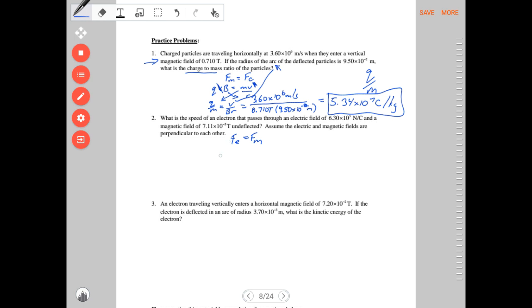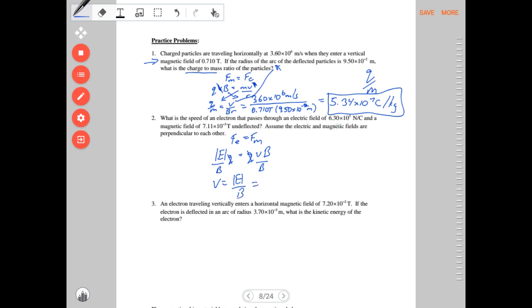Fe, remember, is the electric field times the charge. The Fm is Q times V times B. Oh look, there's a Q on each side, so it cancels off. And then we divide by the B, divide by the B. So our velocity is the electric field divided by the magnetic field.